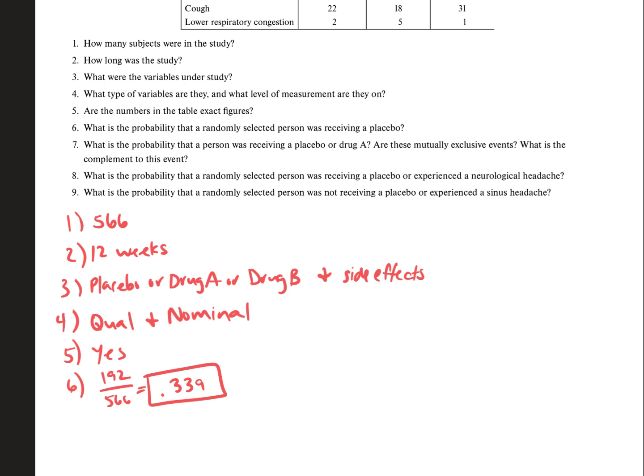Okay, look at number 7. What is the probability that a person was receiving a placebo or drug A? What do I do? No, or, not and. 192 plus 186. 378.